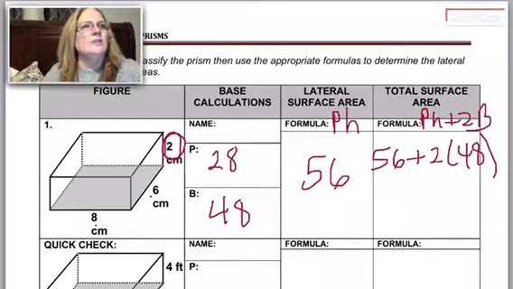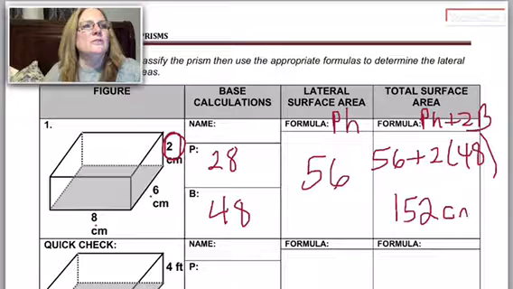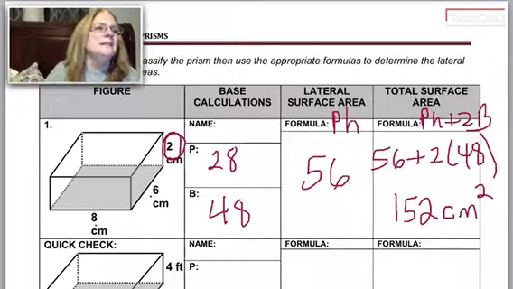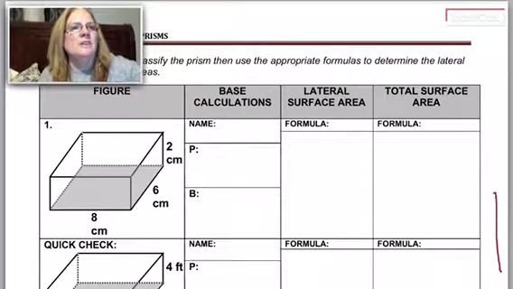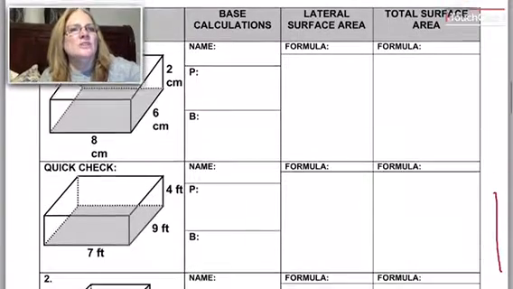And that is 152, and these would be centimeters squared. Anytime you're talking about surface area, it's going to be in squared units, okay? So I'm going to move this up, but please pause the video and do the quick check yourself.